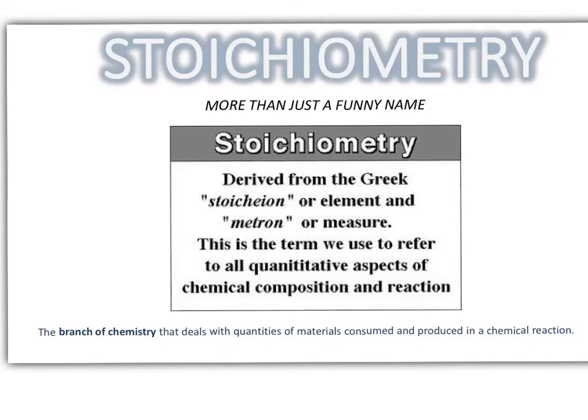Stoichiometry. This is the branch of chemistry that deals with the quantities of materials consumed and produced in a chemical reaction, meaning the mass, or moles, of reactants that react in a chemical reaction versus the mass in grams, or the moles, of products produced in this reaction.